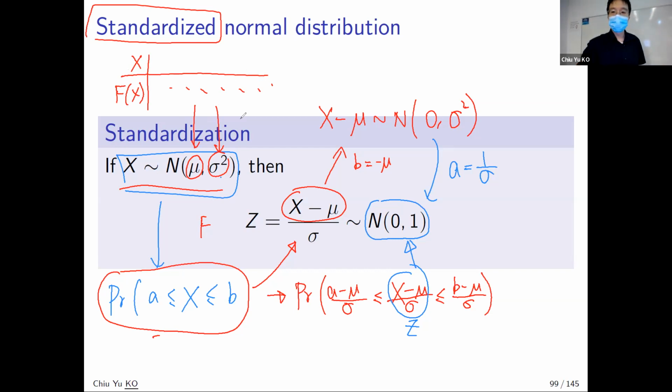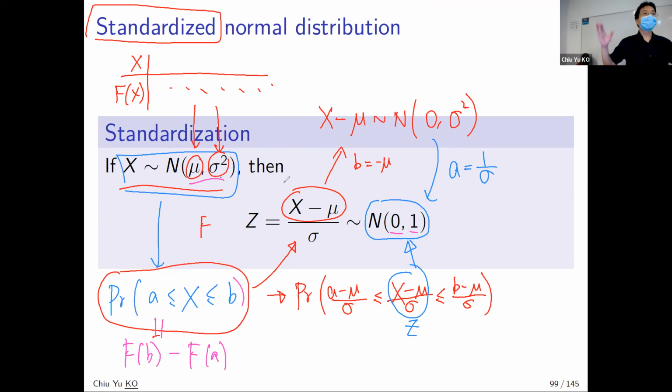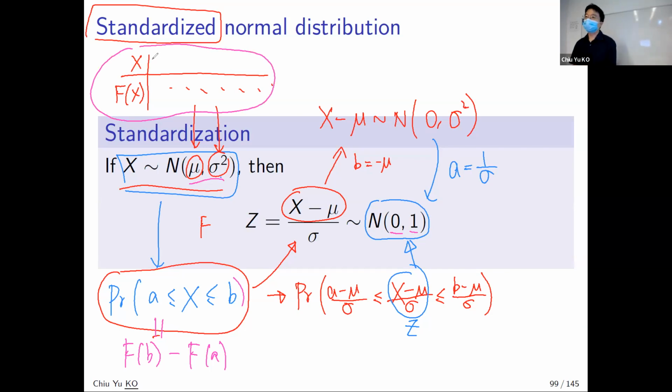But if we allow ourselves to convert everything into mean 0 and sigma equal to 1, we don't need many tables. We need only one table. Let me repeat: since this can't be calculated directly, you have to compute F(B) minus F(A), and F(B) minus F(A) depends on mu and sigma. To do it, you would need a table for every possible mu and every possible sigma. You would have to kill many trees to do it.